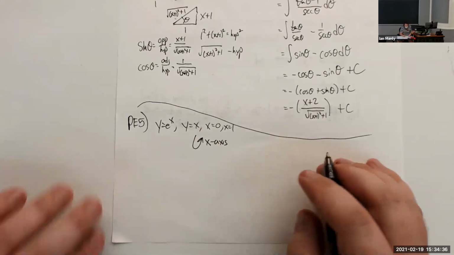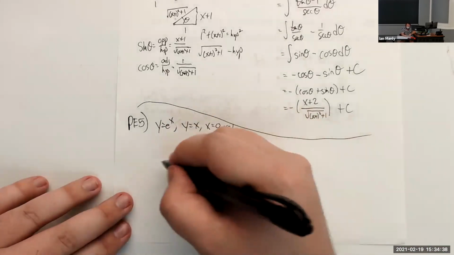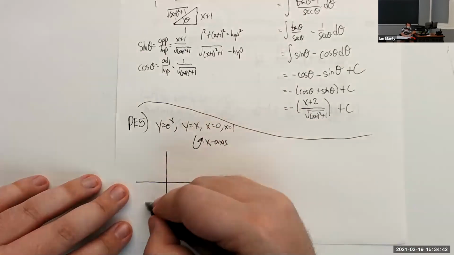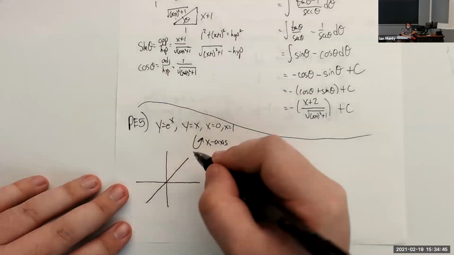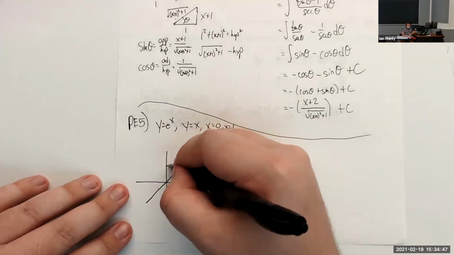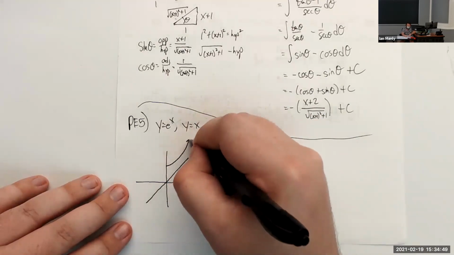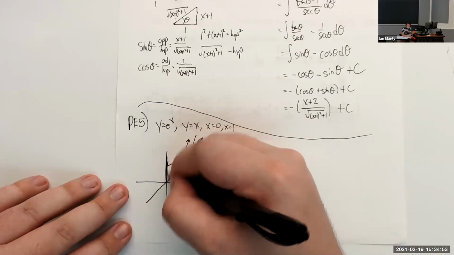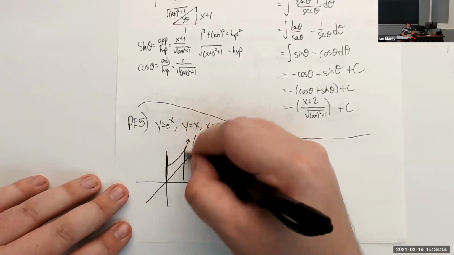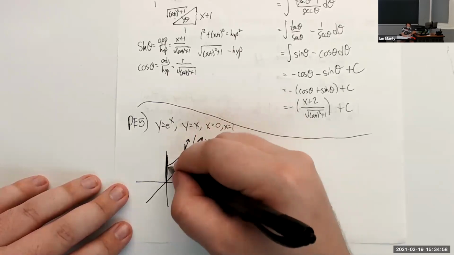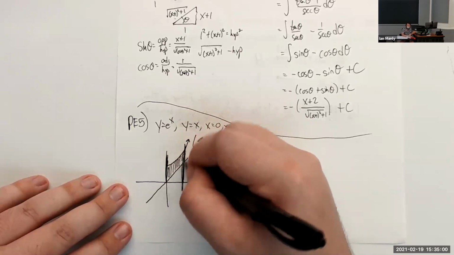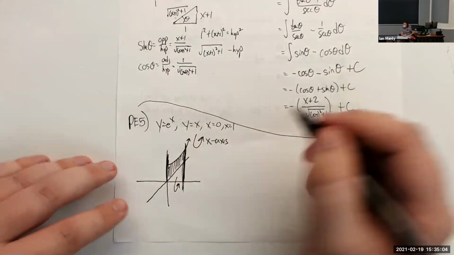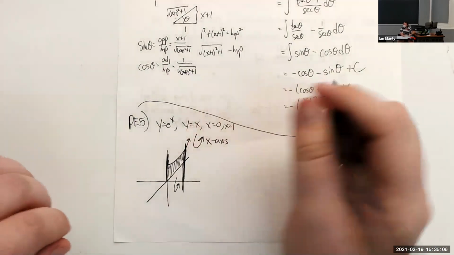All right, so let's take a look at this right here. So as always, we're going to draw our picture. So let's see, y equals x looks like this. Y equals e to the x looks something like this. And then we start this at x equals 0, and we stop it at x equals 1. So it looks like this area right here is going to be what we're spinning around the x-axis right here.